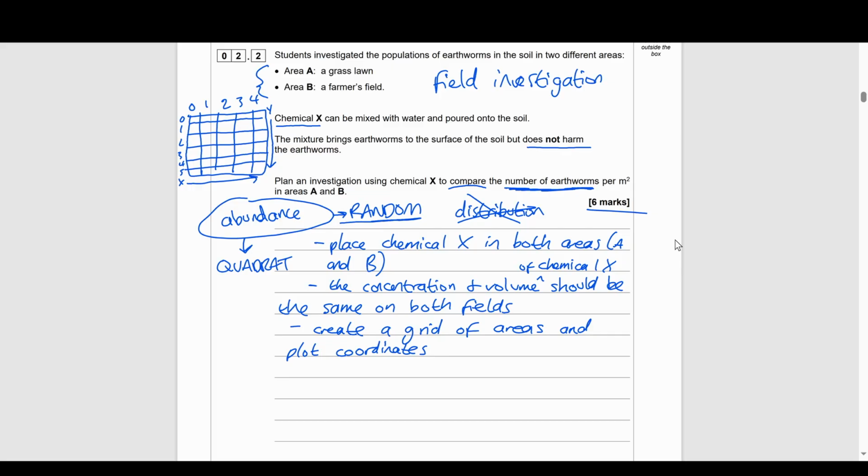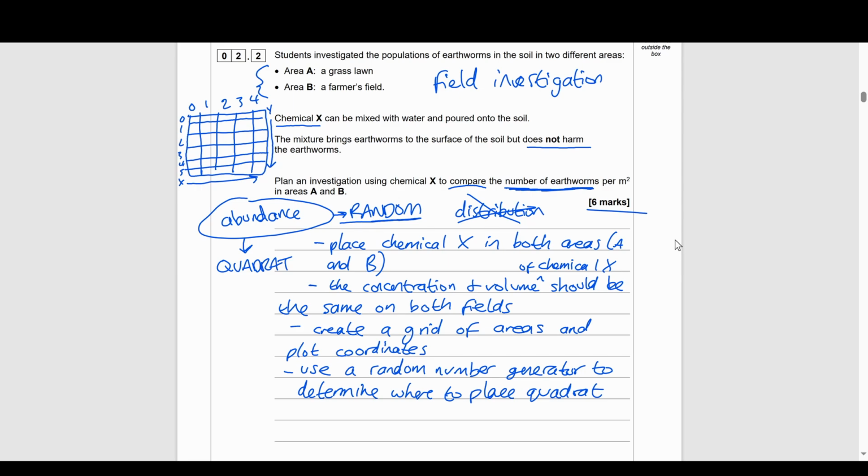And then what we're able to do with this information now is we're able to randomly choose places on this grid, which translate to our area on our field, to place our quadrat. So the best way for us to do this, still being random, is using a random number generator. And then this will determine where to place our quadrat.